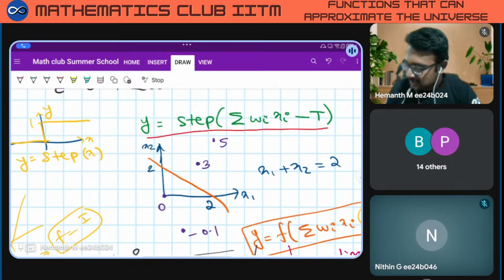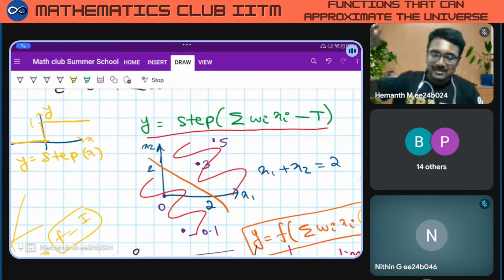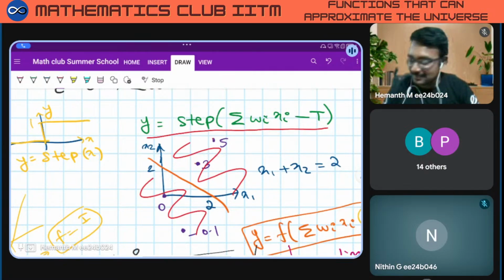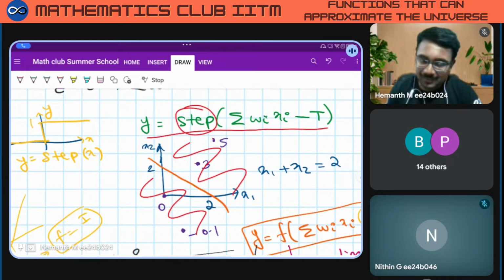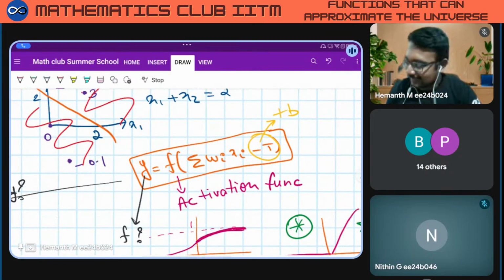So if it is greater than 2, say if my point is somewhere here or here, then obviously it is greater than 2, so the output is 1. So in this particular region, the output is 1, and in this particular region, the output is 0. Now, instead of just having this jump, what if we take a smooth continuous function? The step was inherently discrete. So what if we replace this with some other continuous function f, and use this as our model for the perceptron? This gives us the idea of an activation function.